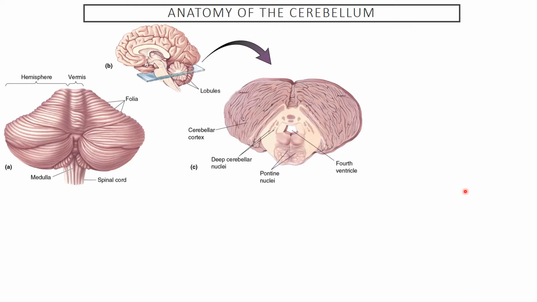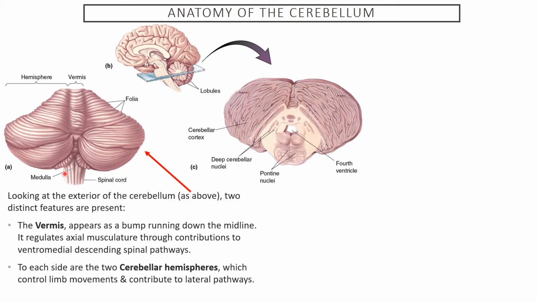So it's also important for us to go over the anatomy of the cerebellum. If we look at the exterior of the cerebellum, we see two distinct features. In the middle is the vermis, and this is a bump that runs down the midline. This regulates axial musculature through contributions to the ventromedial descending spinal pathways. Then we also have two cerebellar hemispheres. Here's one on the right, one on the left. And these control limb movements and contribute to lateral pathways.